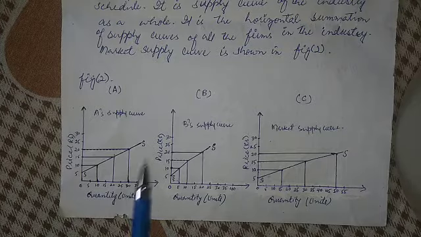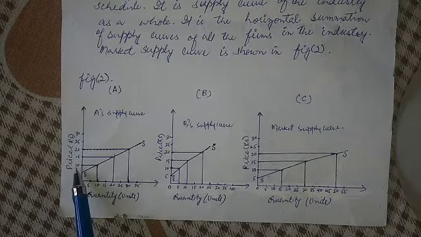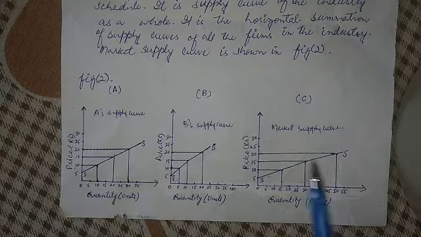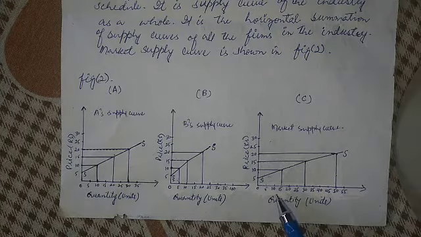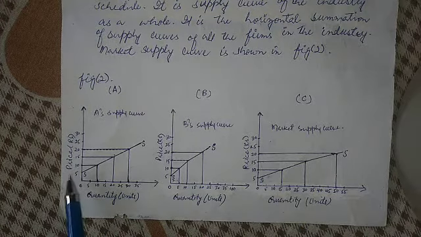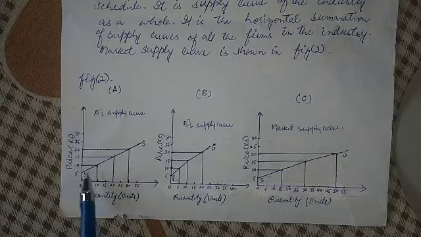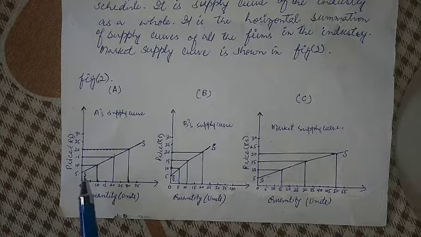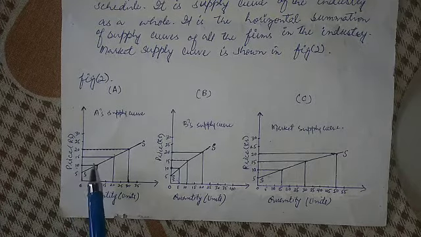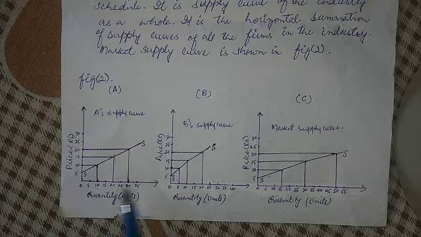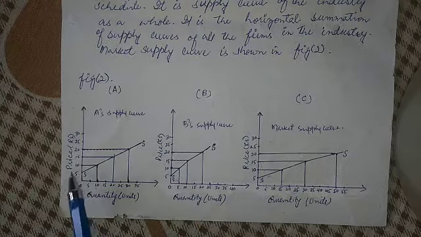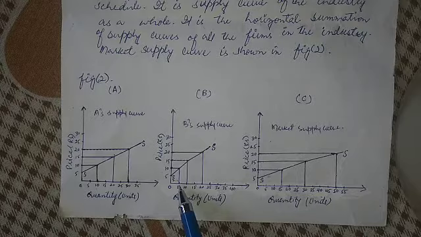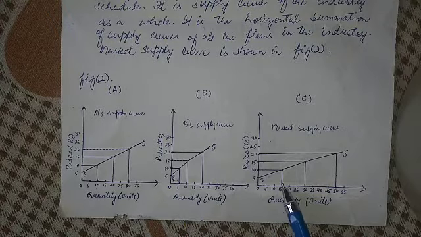It shows that when the price is rupees 10, the market supply is 15, because A's supply is 10 units and B's supply is 5 units. So 10 plus 5 is equal to 15 units.